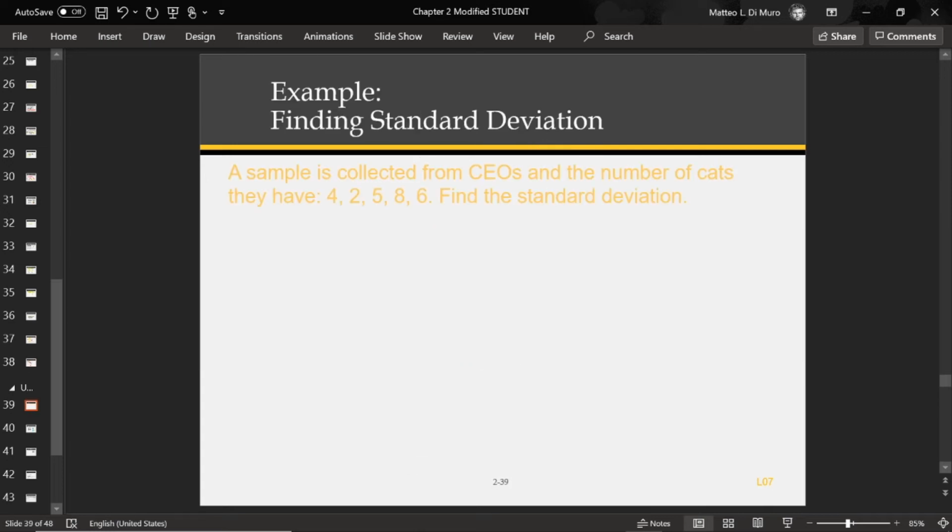Hooray! Let's do a question. Oh boy, I hate going over all the terms. All right, but it is important because we do have to know them as we're going to use that lingo a lot. All right, finding standard deviation.